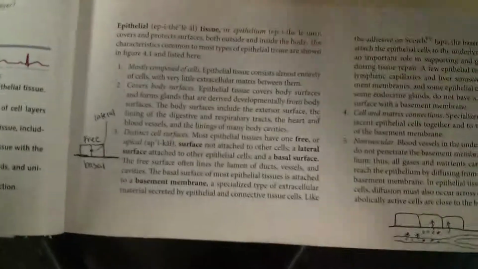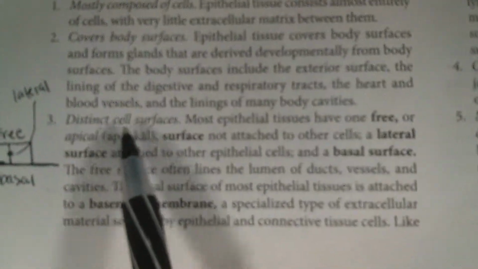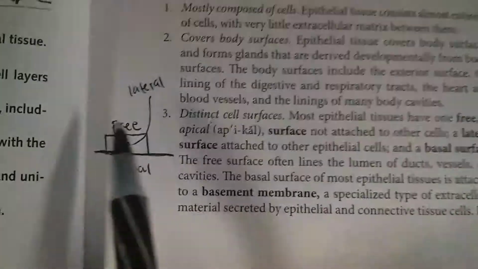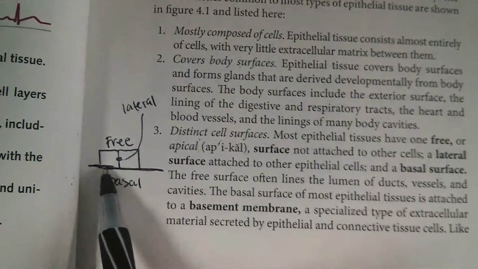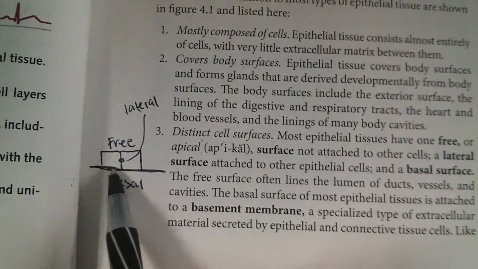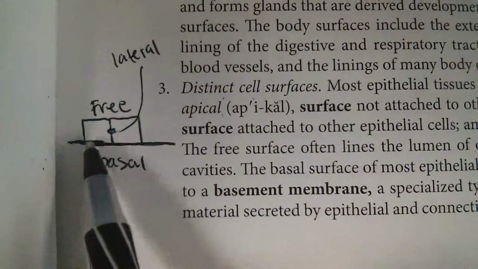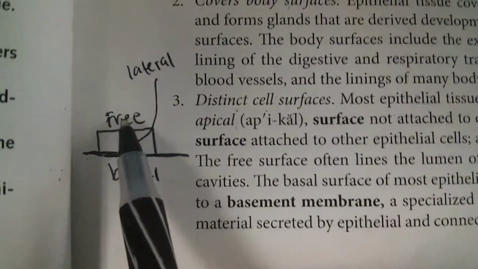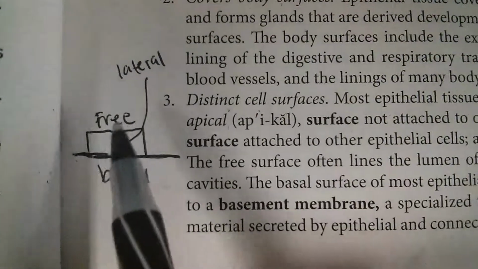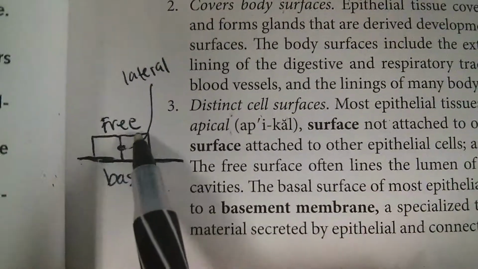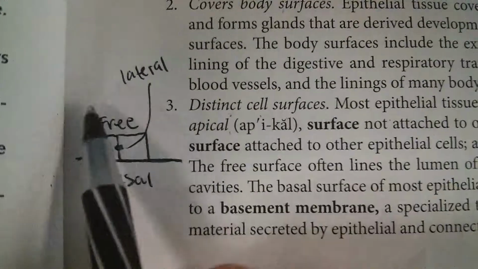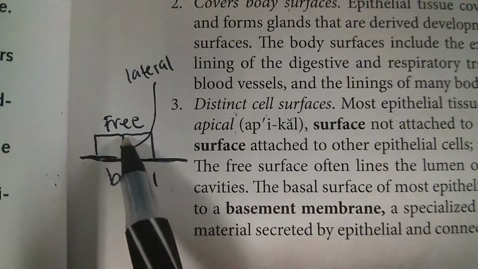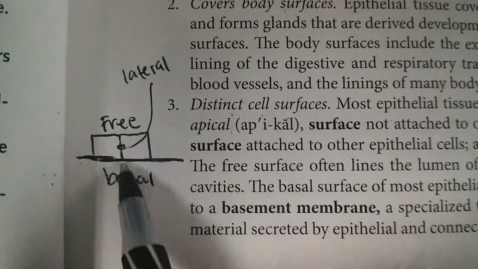Now the next one says it has distinct cell surfaces. I drew a little picture here. You'll have the basal surface of the cell, which is the side that is attached to the basement membrane. So this side of the cell is the basal surface because it's attached here. The free surface is the one that is exposed to the exterior. This is the top cell. If it were your skin, this would be the top layer, exposed to the air. And then the lateral surface is the surface that is connected to the neighboring cells. So with these two cells together, the lateral surface is the one in between.